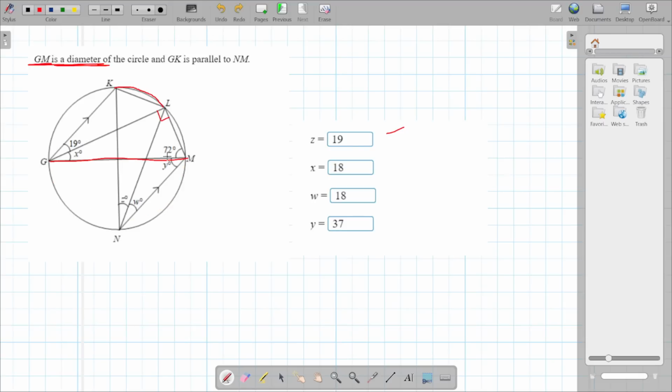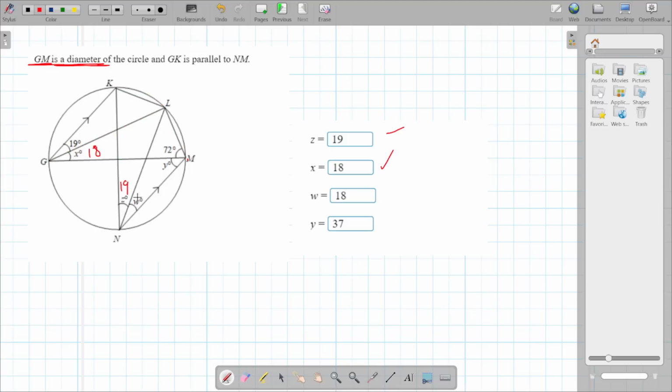And they have this angle 72. Can I find the third angle in this triangle over here? Yes, I can, right? Just do 180 minus 72 minus 90. I'm going to get 18. There you go. Now, we know this is 19. We know this is 18.